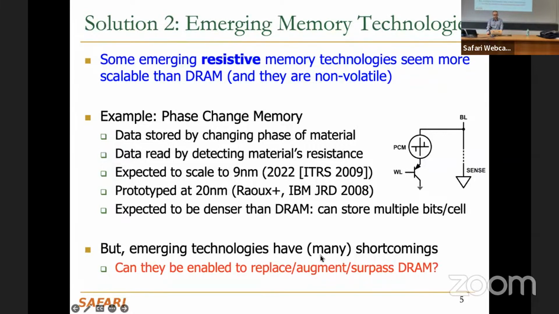There are also some characteristics of these technologies that are not available in DRAM. For example, as we discussed, these memory technologies are non-volatile. That means you can, for example, use them for persistent memory. Currently, when you have persistent data, you always need to rely on your disk or SSD, essentially.